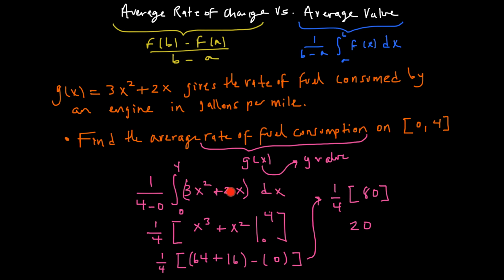And what was the units for 3x squared plus 2x? That was measured in gallons per mile, because this is fuel consumption. And if you want to get the average rate of fuel consumption, it has to have the same units of gallons per minute. Okay? So don't be misled, even if they use the word average rate. If it didn't specifically say average rate of change, then maybe it is average value. Check the function and see what the function is measuring, and that'll give you a better idea of whether to use the average rate of change formula or the average value formula.